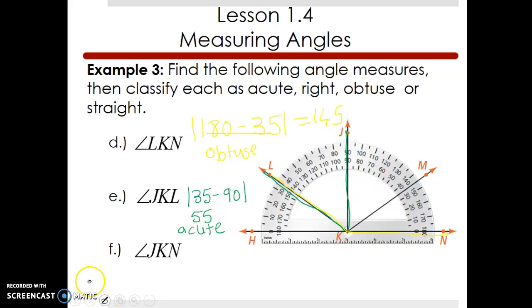And the last one is J, K, N. So if I see the outer numbers, it's 180 minus 90, which is going to give me 90. And that is a right angle.